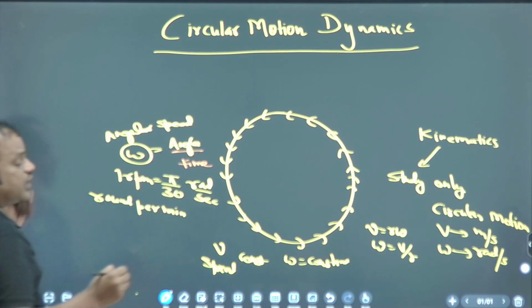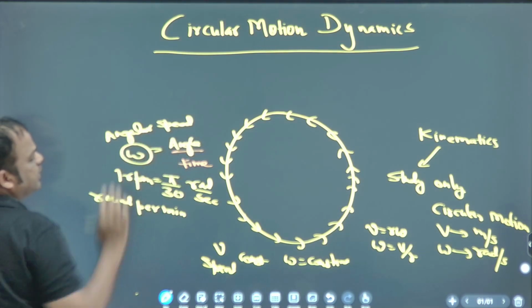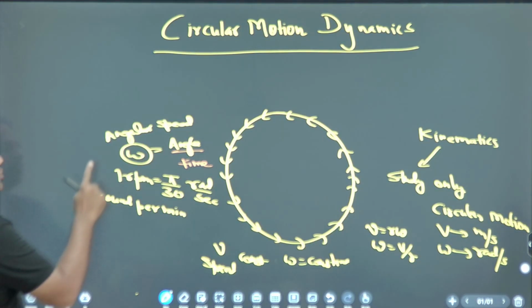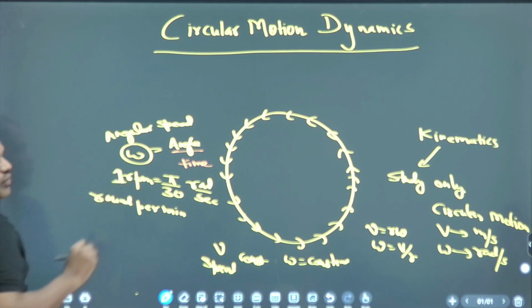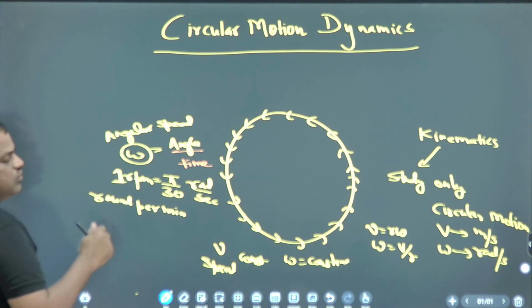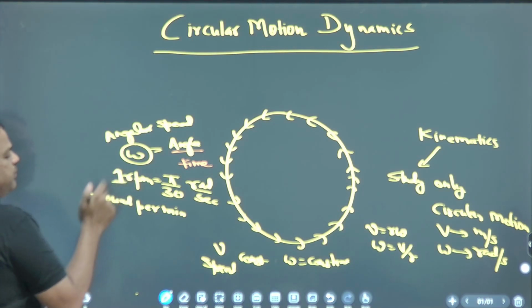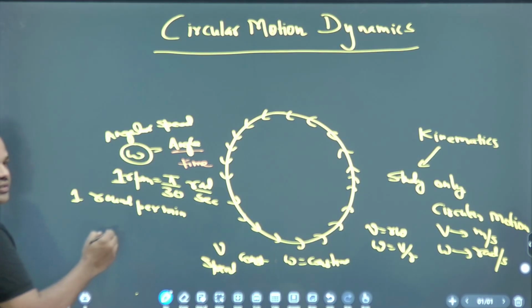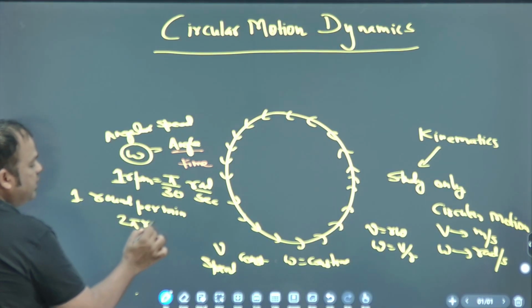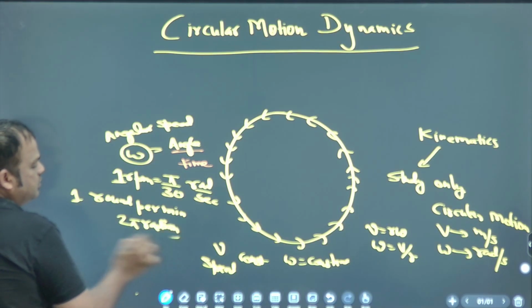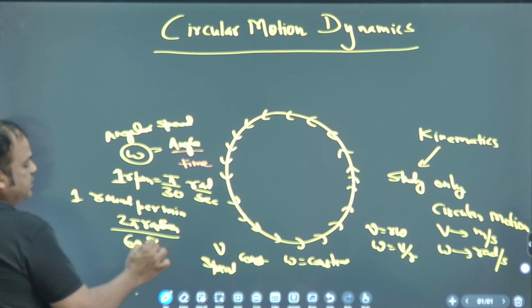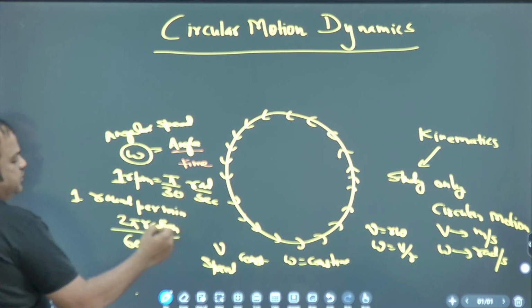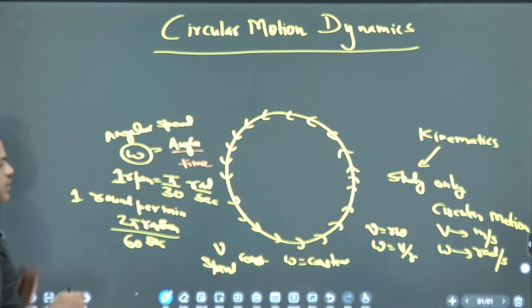So what is the formula for angular speed? Angle upon time. So suppose 1 RPM. 1 RPM means one round per minute. So what is the angle covered? 2 pi radian, divided by time taken, 60 seconds. Correct. So you will get pi by 30 radian per second.